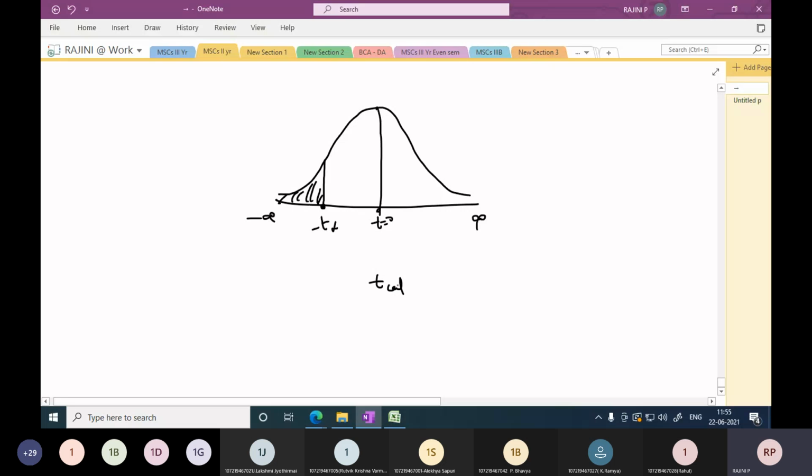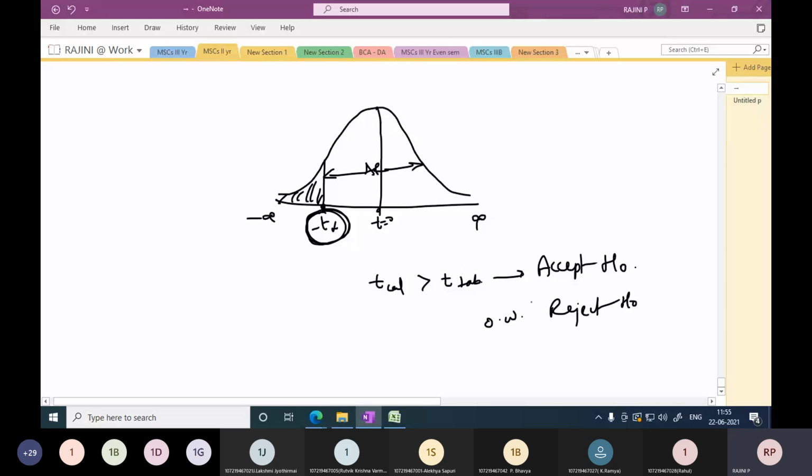the t cal value, where it should be: after this minus t alpha or before this? T cal value should be greater than the t alpha, that is t tab. Is it right? This is a table value. So when we are accepting the null hypothesis, if the t cal value comes here, that means t cal value should be more than this table value. So if t cal value is more than this table value, then we are accepting H naught. Otherwise, reject H naught.